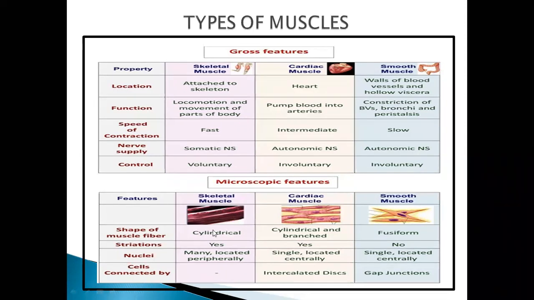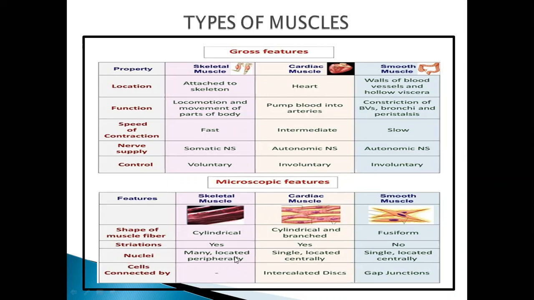Skeletal muscles are cylindrical in shape, while cardiac muscles are cylindrical and branched. You can see them, they are cylindrical and they have their branches, right? Smooth muscles are fusiform, they are fused with each other. Striation means they have light and dark bands, strip-like structures. Skeletal muscles have striations, cardiac muscles also have striations, and smooth muscles have no striation.